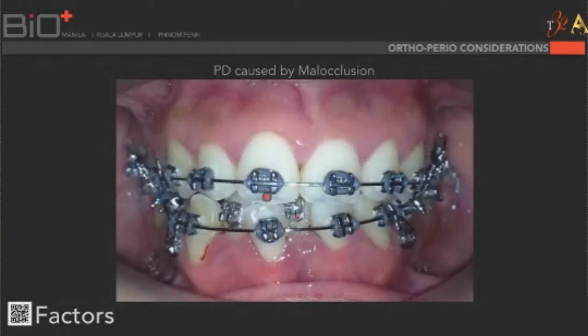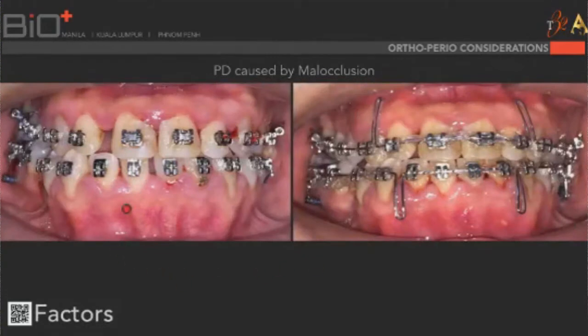Okay, periodontal disease caused by malocclusion. As you can see, there's inflammation of these gums over here, naturally because of the inability of the lower lip to cleanse that anterior area. Okay, here, another periodontal disease caused by malocclusion.